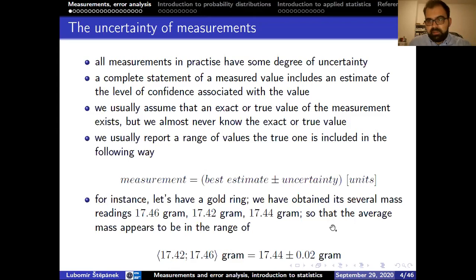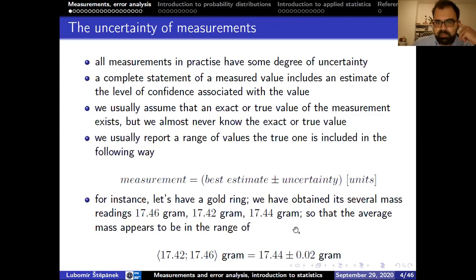This is the way how we can report our very short, very illustrative example with the gold ring. Just notice that it follows the formula: best estimate plus minus uncertainty. The best estimate is given by the arithmetic mean, and the uncertainty was given by the absolutely simplest metric of variability, which is called min max or just a range, divided by 2 because of the plus minus sign. So it is just a half range: arithmetic mean plus minus half range.